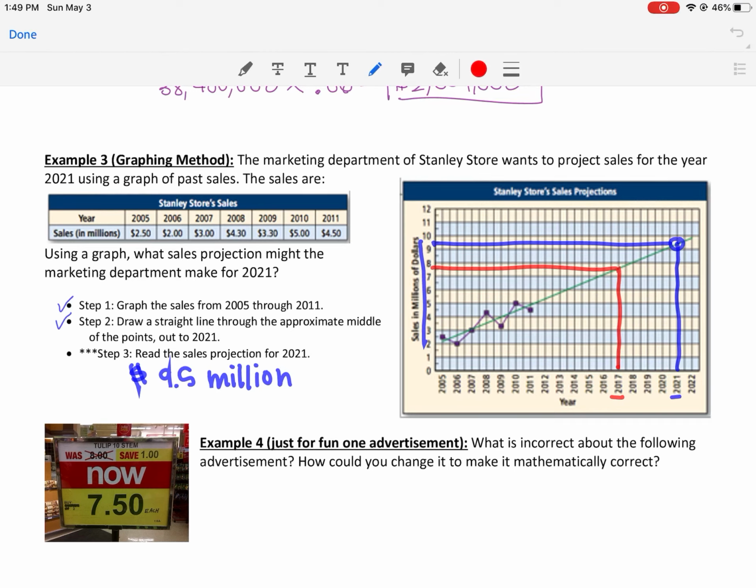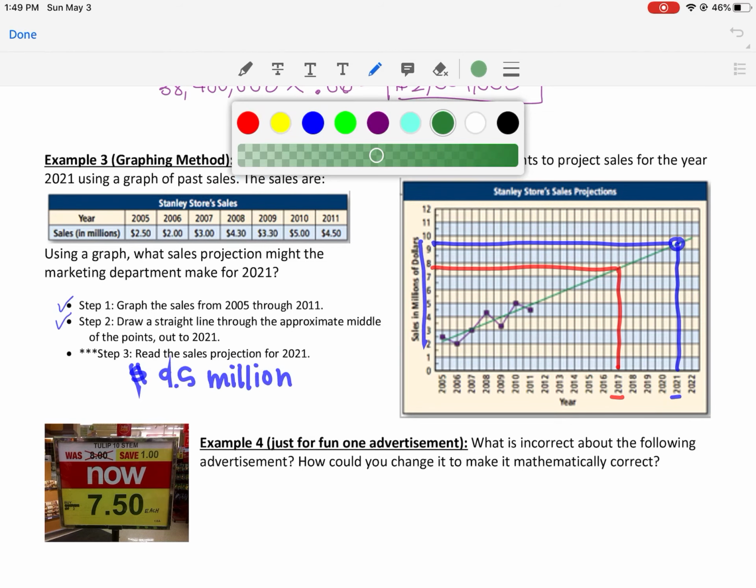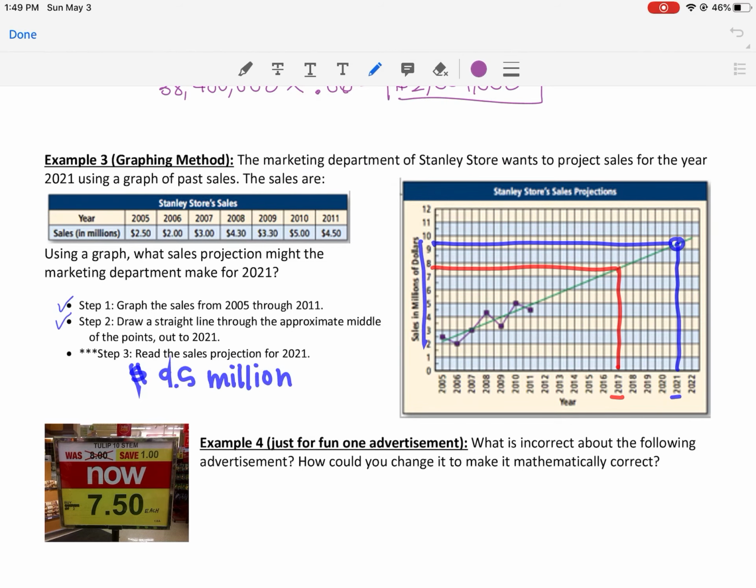Okay, let's go ahead and take a look at the last one. This last one I put on here just because, had we been in class, we would have spent some time looking at different advertisements and kind of the math behind it. I just think it's kind of funny to look at some of these advertisements and think about the math. So it says, just for fun, what's incorrect about the following advertisement? So notice it says now $7.50. It says it was $8.50, but it says save $1.